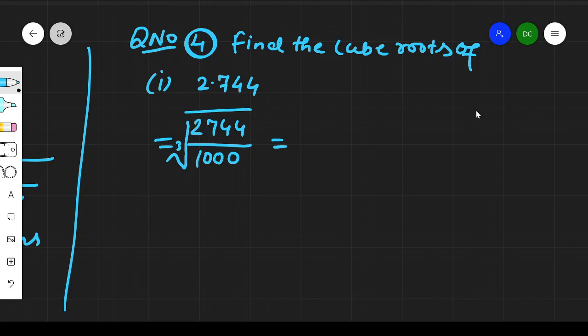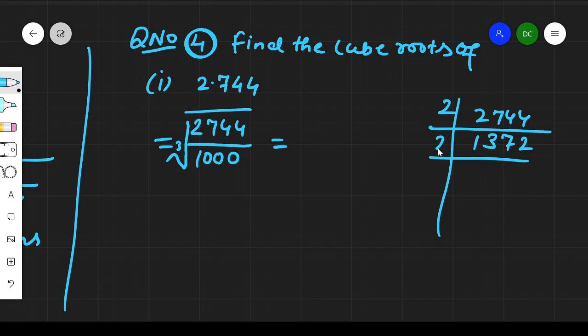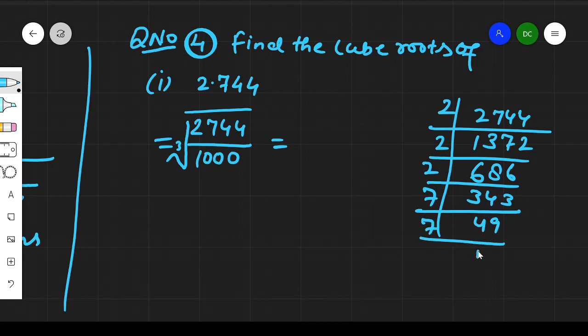2744, we will do the prime factorization. Now, 2 1s are 2, 2 3s are 6, 2 7s are 14, 2 2s are 4, 2 6s are 12, 2 8s are 16. Now, 7 4s are 28 and 7 9s are 63, then 7 7s are 49 and 7 1s are 7. So, simply we will get 2 multiplied by 2 multiplied by 2, 7 multiplied by 7 multiplied by 7, as we have done already the prime factorization of this.